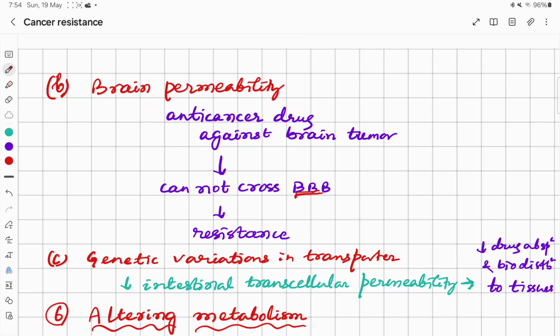Decrease in penetration of drugs or drug transport can also be caused by genetic variations in the transporter. So if, because of genetic variations in a certain population, the transporter is less available, then that may decrease the intestinal transcellular permeability, so that will decrease the drug absorption and biodistribution to tissues, and that can cause resistance.